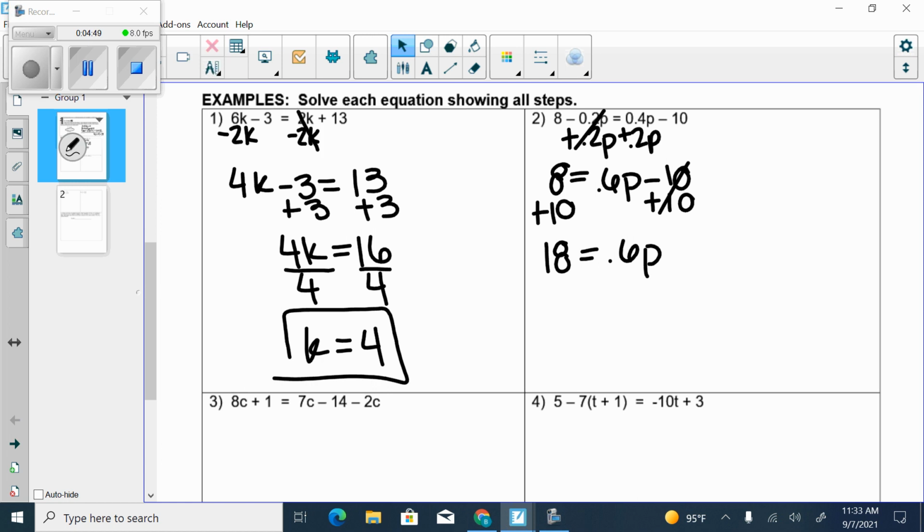Now what would our last step be? Right. So what is p? Good. So remember, we just need to move all the letters together, just like in the past we've moved all the numbers that are constants without letters together.